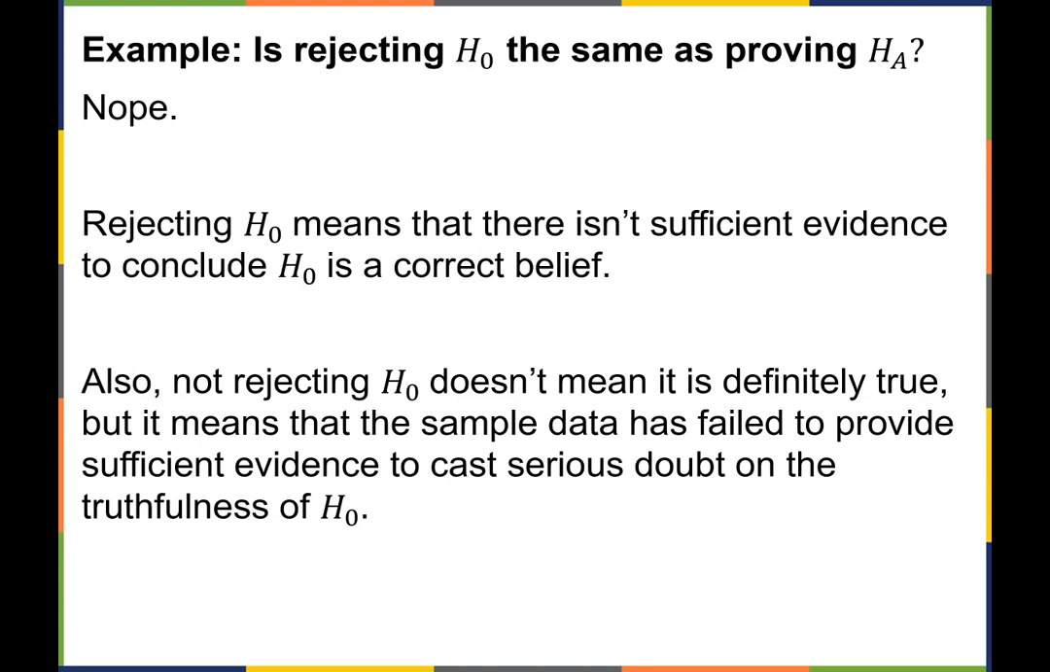Is rejecting the null hypothesis the same as proving the alternative hypothesis? No, that isn't how things in statistics work. Rejecting the null hypothesis means that there is sufficient evidence to conclude that the null hypothesis is not a correct belief. And you have to be careful how you say that. It's also important to note that not rejecting the null hypothesis doesn't mean it's definitely true. It just means that the sample data has failed to provide sufficient evidence to cast serious doubt on its truthfulness.